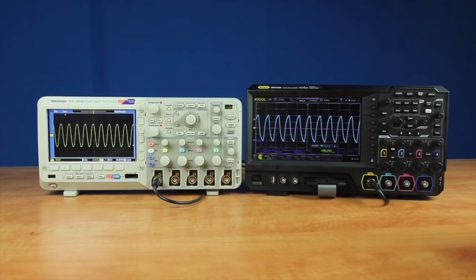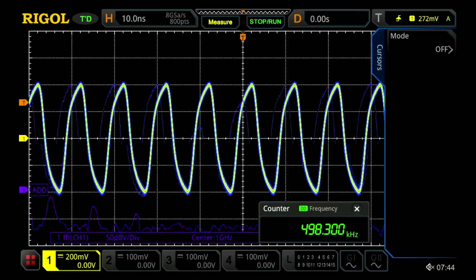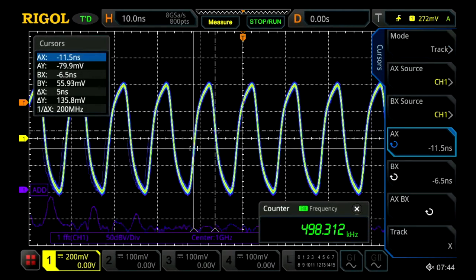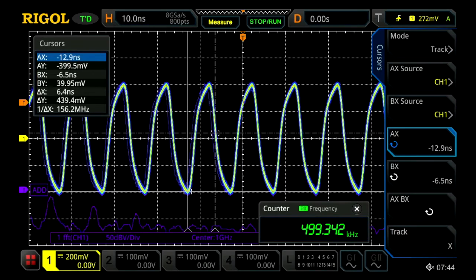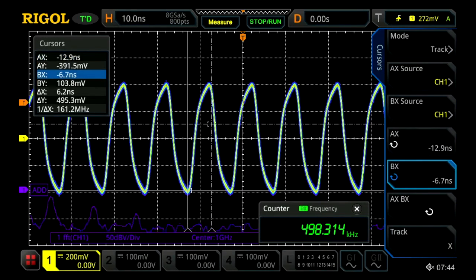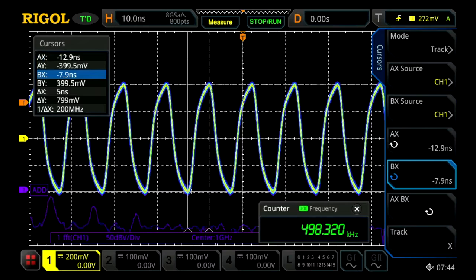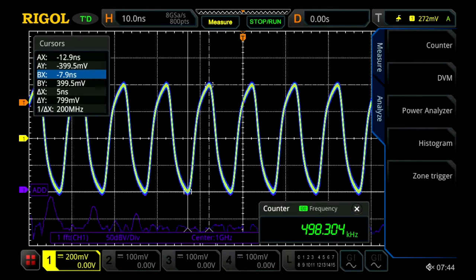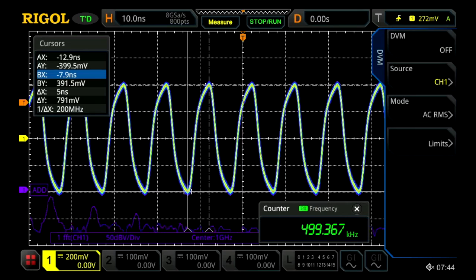Now we can add some other functions as well. We can turn the cursor on, track a couple of those waves. We can go ahead and turn on some analysis functions like our digital voltmeter.